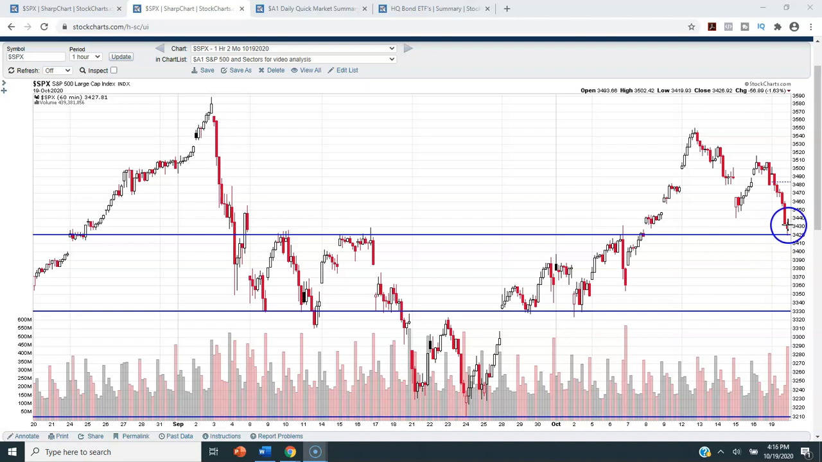But for now, this 3420 area needs to hold up. And if it doesn't, 3330 and then 3210 are the next stopping points.